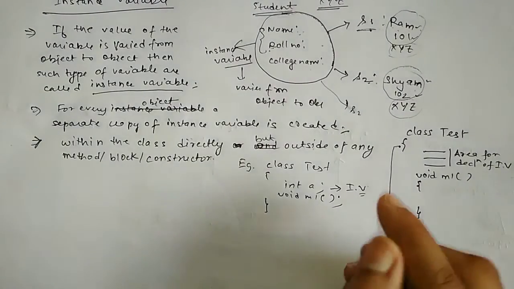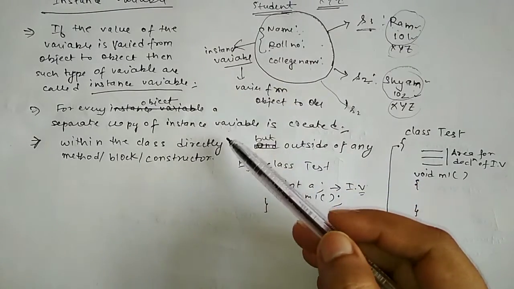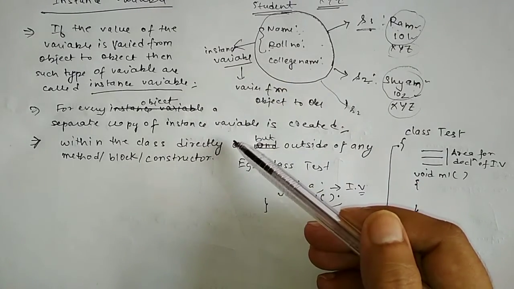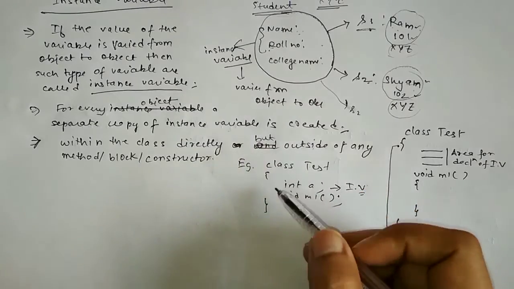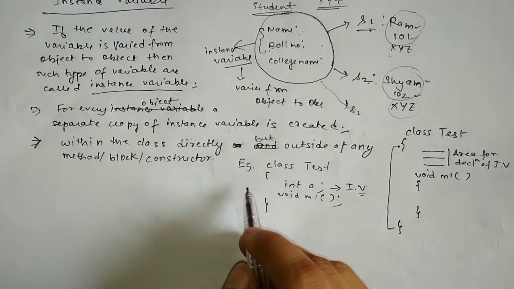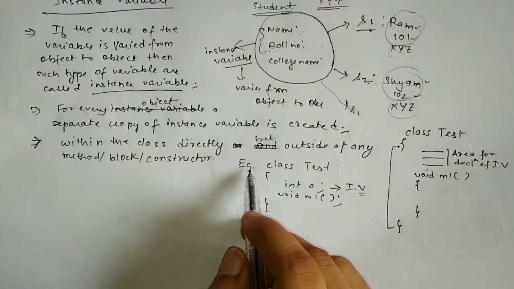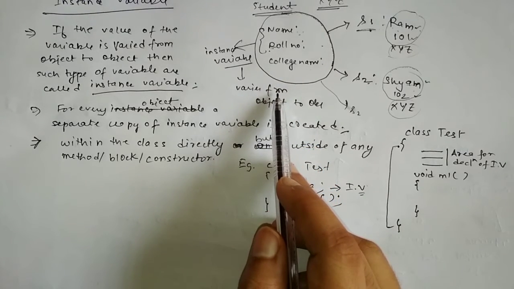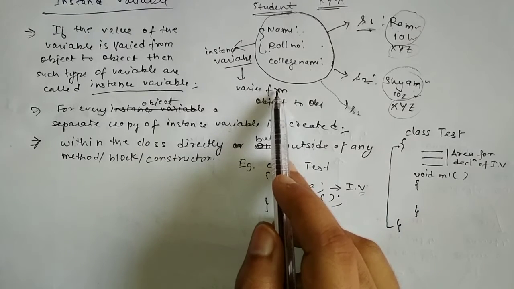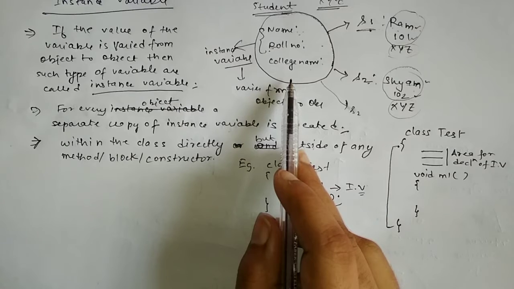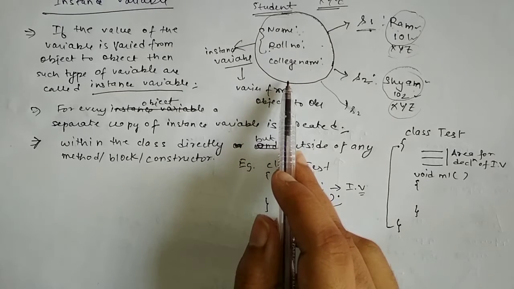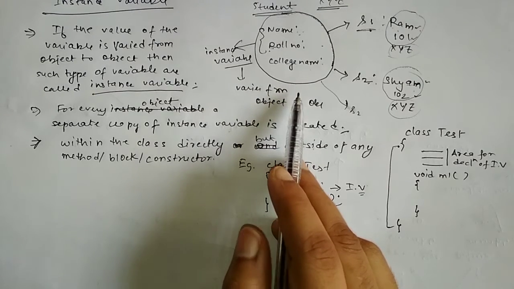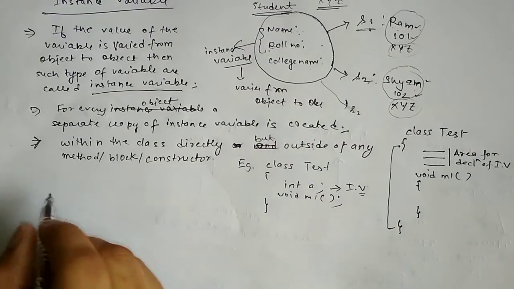As we know, for each object a separate copy of the instance variable is created. From here we can conclude when the instance variable is created. If we create an object of the class, then the instance variable is created. So the scope of the instance variable is that when the object of that class is created, the instance variable is created at that time, and the instance variable is destroyed at the time of object destruction.